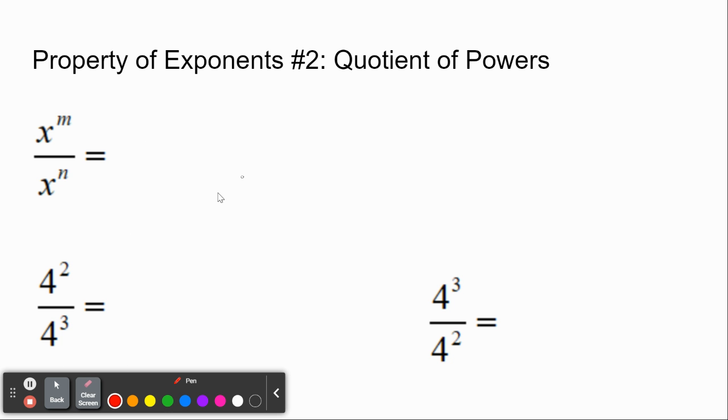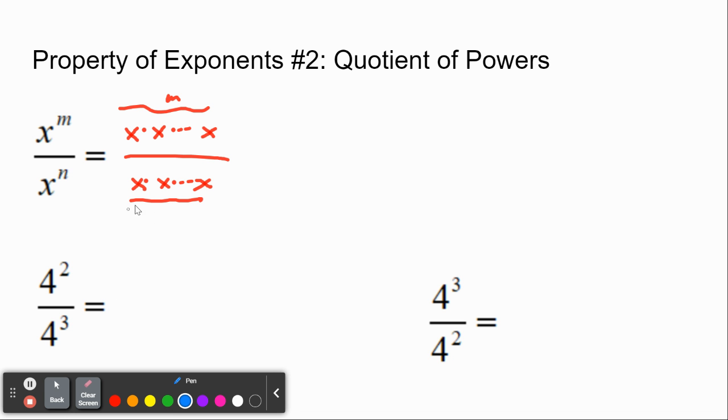We have the quotient of powers. So quotient is the answer to a division problem. So here we have x to the mth over x to the nth. So we're doing x times x times x, and there's m of them up here on the top. On the bottom we have x times x times x, and there's n of them down here.